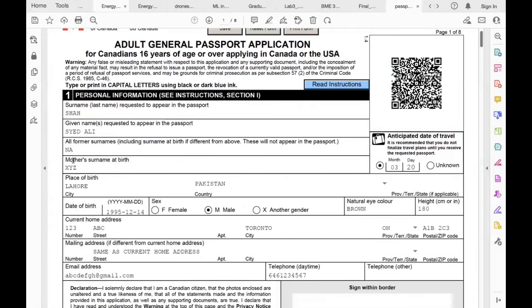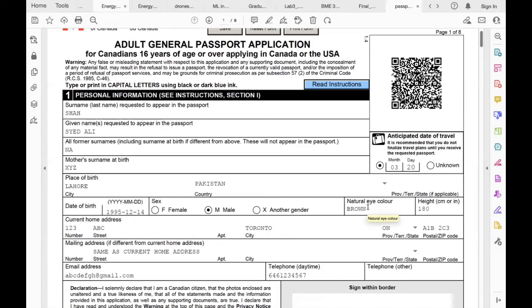Then you need to put your mother's surname at birth, your place of birth. In my case, my place of birth was Lahore, country was Pakistan. Date of birth, then your sex, male. This information, natural eye color, height, and everything, is given at the back of your PR card.